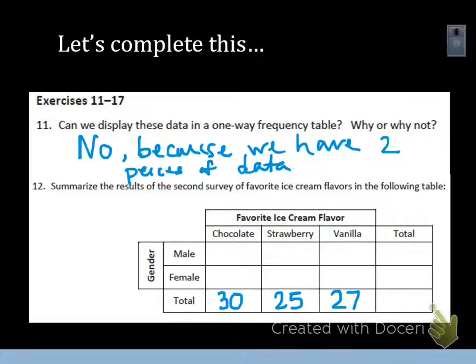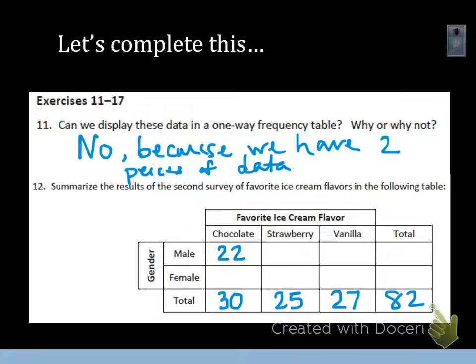Okay? And at this point, I can actually get that total to the far right because I can add 30 plus 25 plus 27, and that works out to be 82. Okay, remember the totals have to work up from the top to the bottom and the left to the right. So now I'm going to go back and look at the details. Of 30 students who preferred chocolate, 22 of them were male. So in the chocolate column here, 22 of them were male.